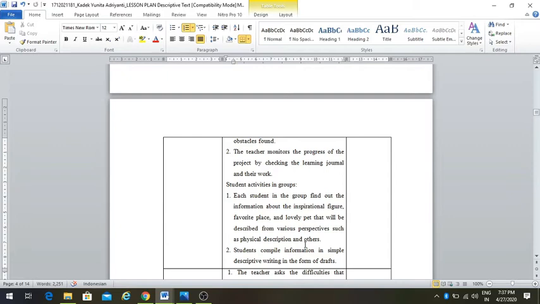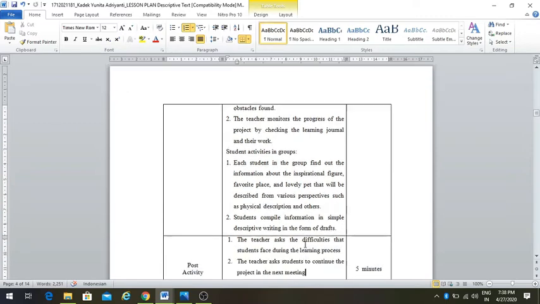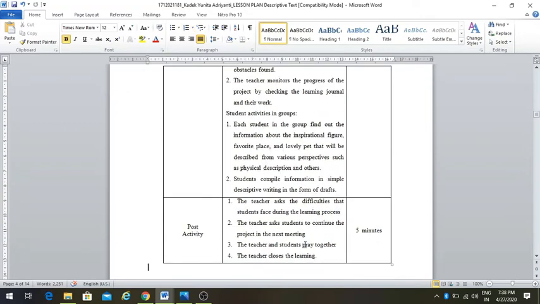So in this stage also they discuss what they want to describe: the figure, the place, and the pet. Move to the post activity in the first meeting. The teacher asks about the difficulties that students face during the learning process, and then the teacher asks students to continue the project in the next meeting, and then the teacher and students pray together, and after that the teacher closes the learning.